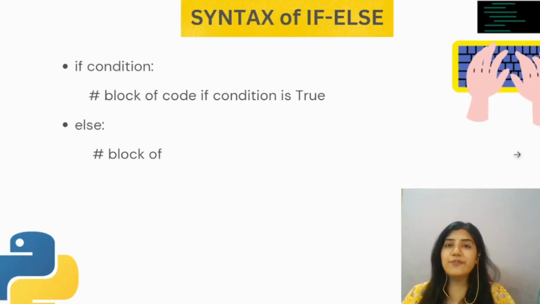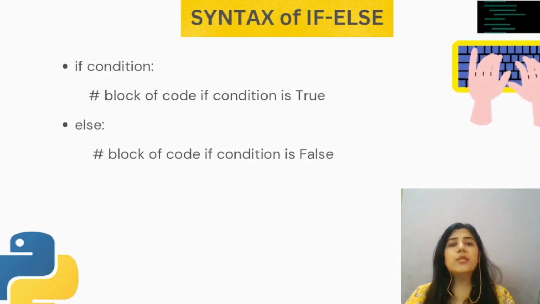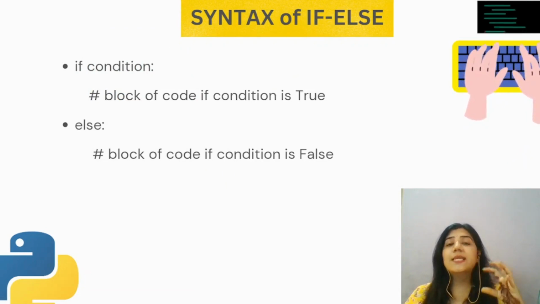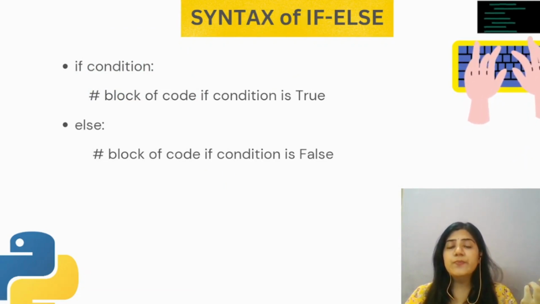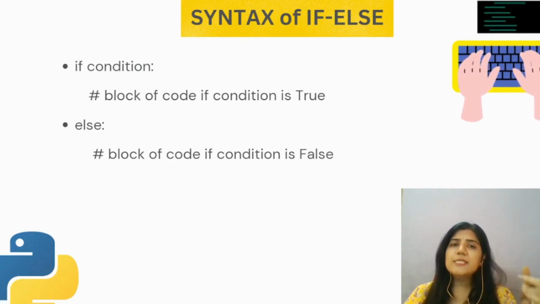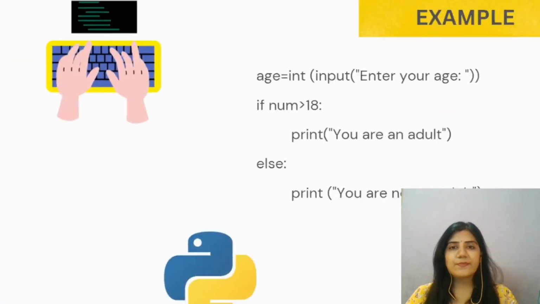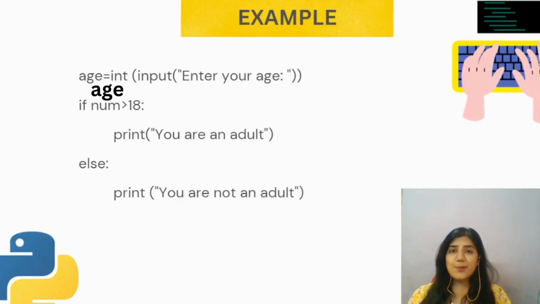Let's see the syntax of if else. If there is a certain condition and the block of code in that condition gets satisfied, that means it is true, the processing inside the if will work. The else part will execute only if the condition does not satisfy. Let's see this example of if else.